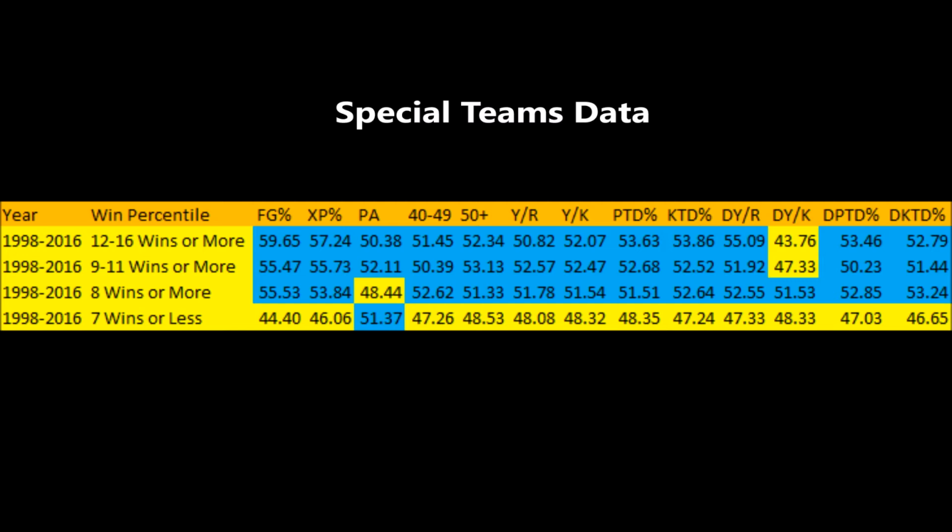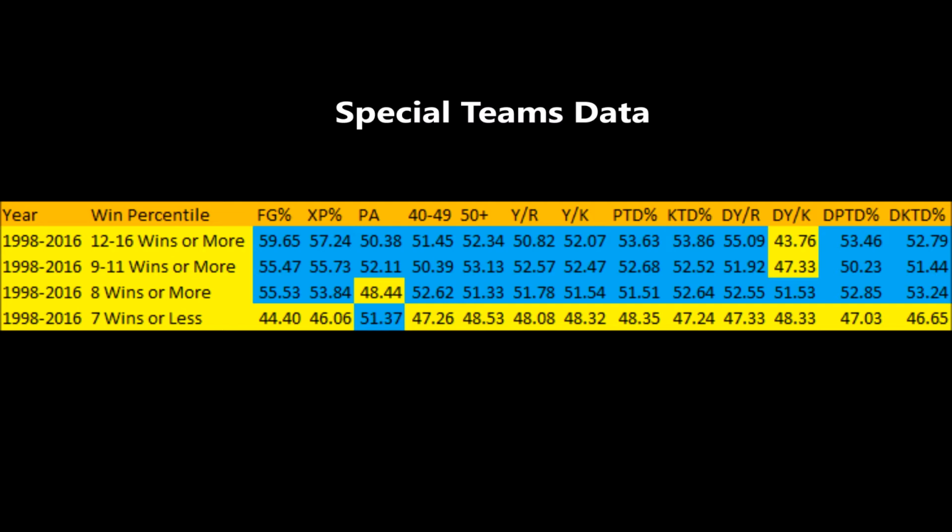Y/R is yards per return when it comes to punt returns. Y/K is yards per kick return. PTD percentage is the percentage of times that punts lead to touchdowns, so basically your ability to score on punt returns. KTD is your ability to score on kick returns. And then DYR, DYK, DPTD percentage, and DKTD. The terms are in the description.